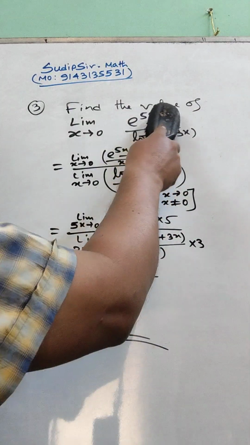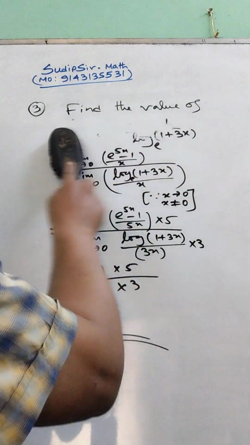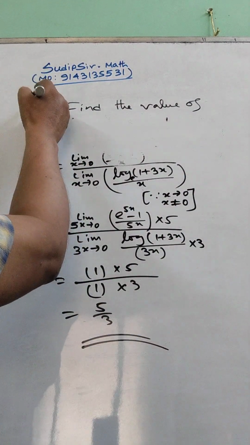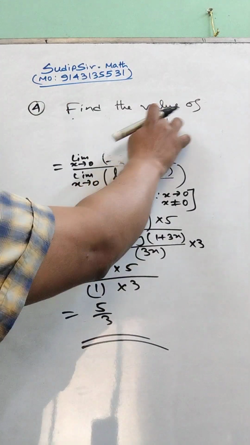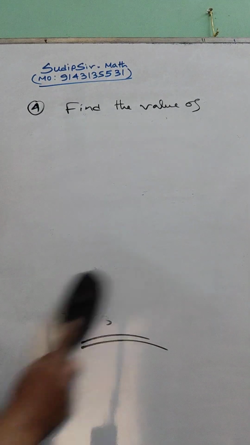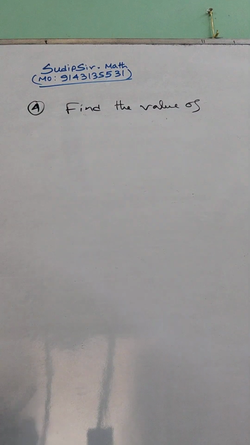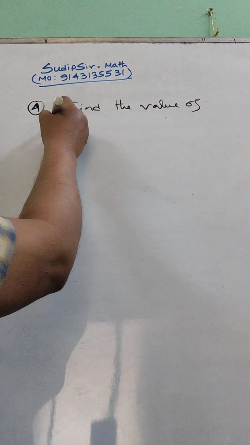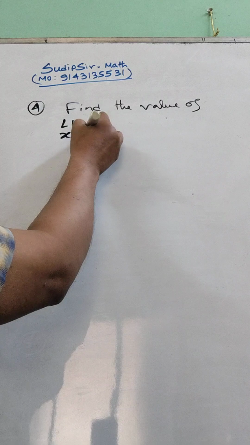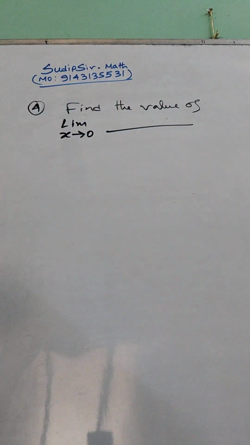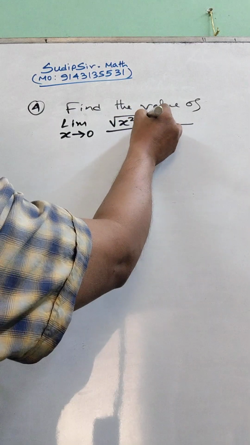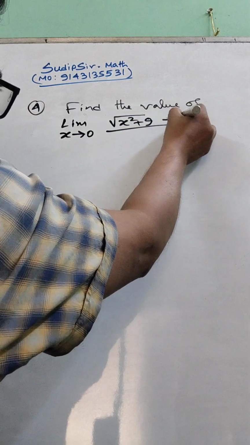Now another example. Number 4, another example. Limit x tends to 0, root over of x square plus 9 minus 3 by x.